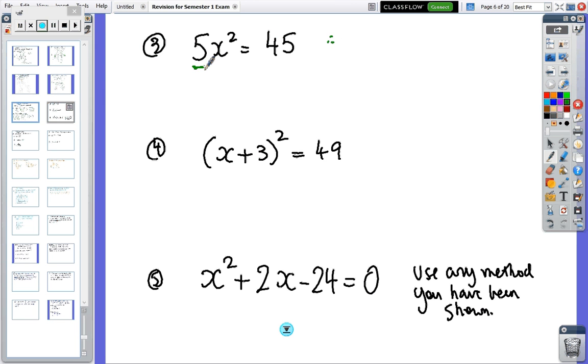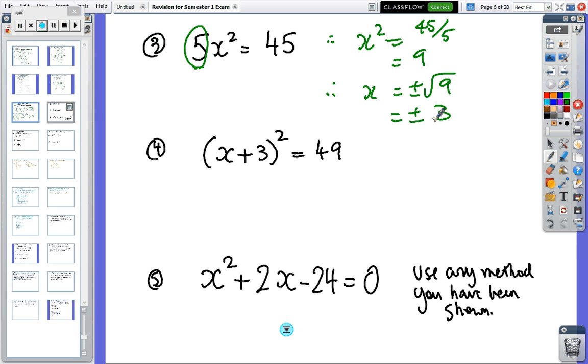Okay, so we've got 5. We need to get rid of the 5, so we divide. So x squared equals 45 divided by 5, which is 9. And you take plus or minus the square root of 9, which is plus or minus 3. So they're your 2 answers.